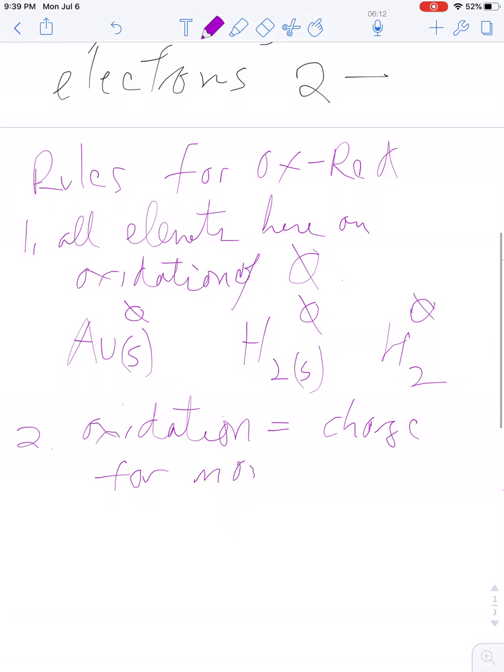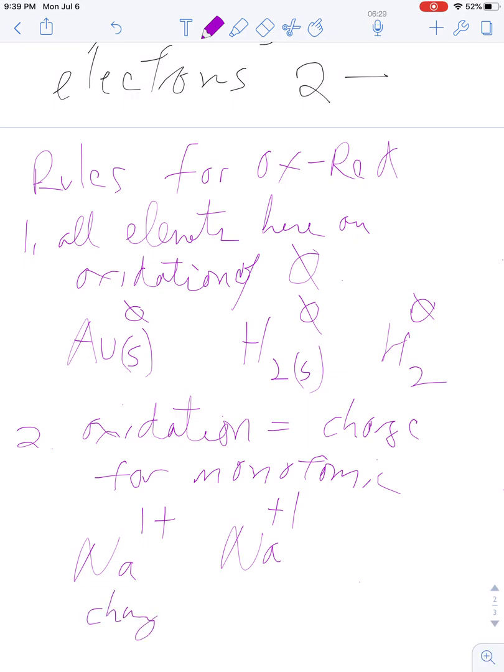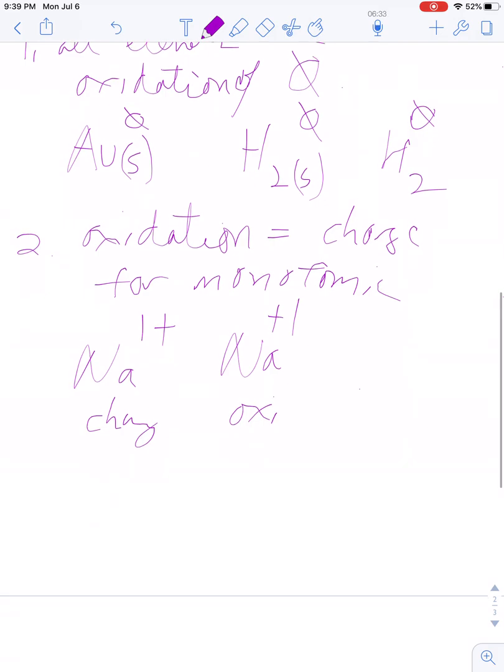For monatomic ions, if sodium has a 1+ charge, it would mean that sodium would have a +1 oxidation. Or in the case of aluminum, if aluminum had a 3+ charge, it would have a +3 oxidation.